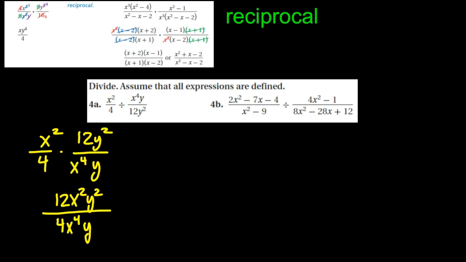So now I simplify after. 12 and 4 have a common factor of 4, so that leaves a 3 up top. x squared and x to the 4th has 2 x factors left in the bottom. And y squared over y means there's a 1 y left in the top. So what I have left here is 3y over x squared.